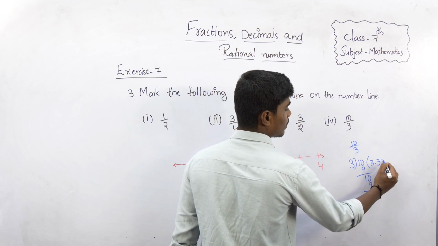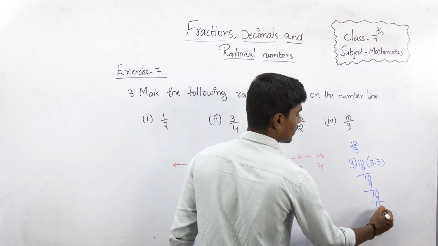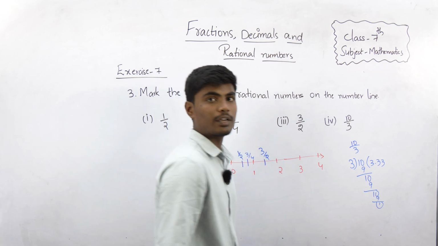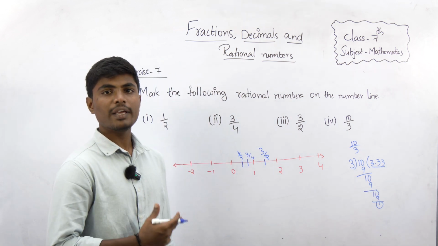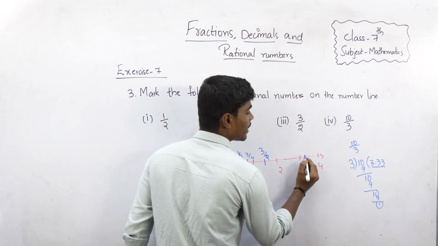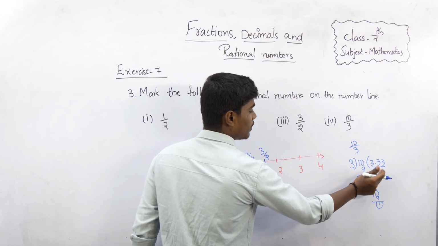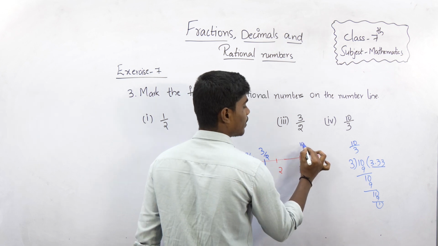1, 0, 3 3s are 9. This remainder is 1. This process is going to continue. So here 0.33. 3.33 means it lies between 3 and 4. Between 3 and 4, 3.33. So let's take here 10 by 3.